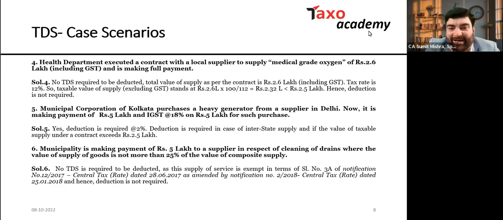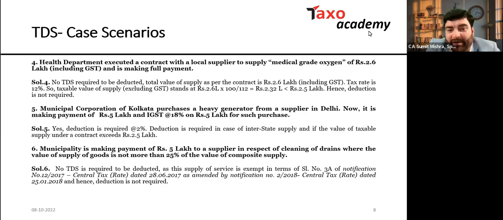But again, here, since IGST is applicable, the IGST component of TDS will be IGST only, not CGST and SGST. So while deducting the TDS, we have to check this particular aspect also, whether it is an intra-state transaction or an inter-state transaction.